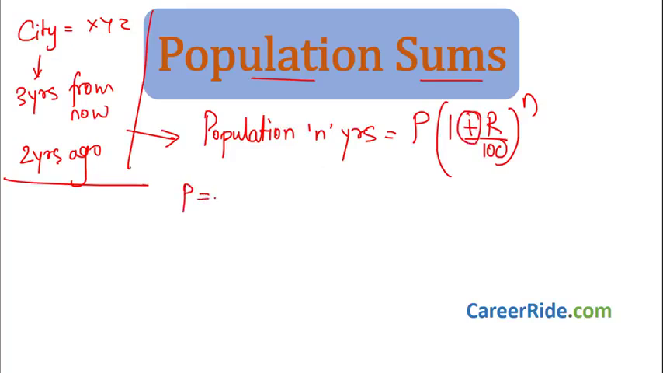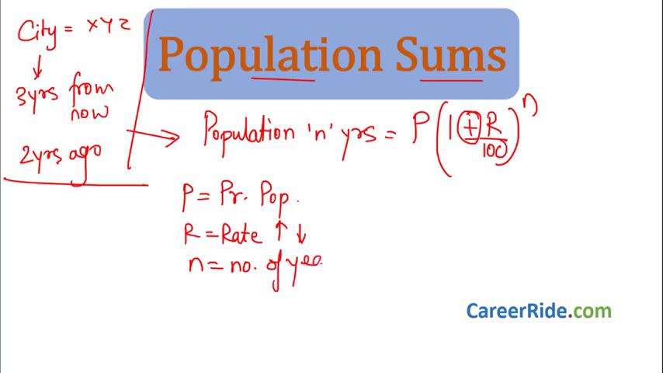Very easy. P is present population. R is rate of increase or decrease of population. N is number of years, and plus sign means the population increases, negative sign means population decreases. So if someone says find the population 3 years from now, if it is increasing at the rate of say 10%, what will you write? The present population, with a plus sign because it is increasing at 10%, R would be 10 divided by 100, raised to n, which is 3 years.